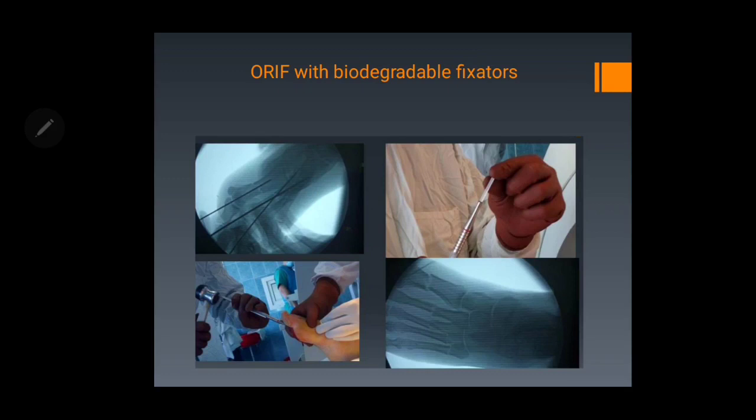There are also some pins made of this copolymer. We use these for fixation of metatarsal bones, or we can use them for the wrist and fingers as well. Of course, the huge advantage is that you do not need another surgery to remove these, but still the indications are quite restricted as there are no plates made of this material. So for most fractures, like shaft fractures, we can't use these devices.